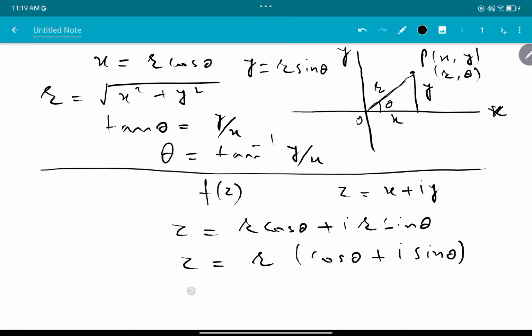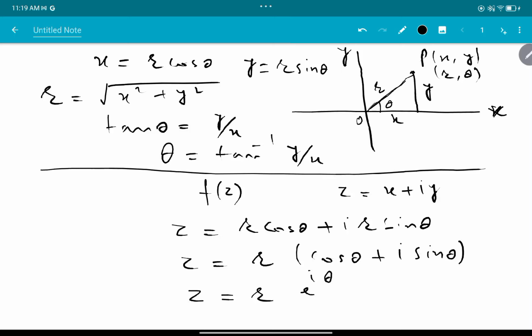That gives us z is equal to r e raised to i theta, by Euler's formula. This form of a complex number is called polar form. In this polar form, r is called its amplitude or modulus, and theta is called its argument. In physics we call it phase.